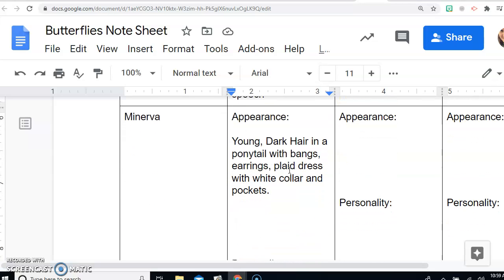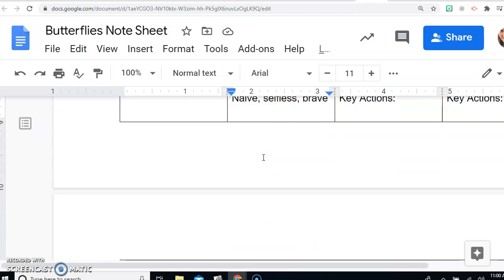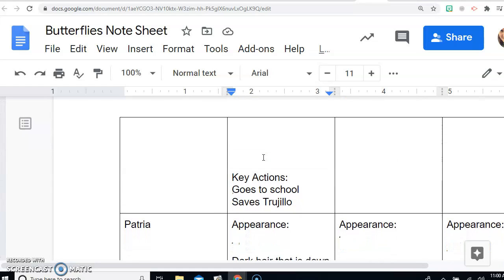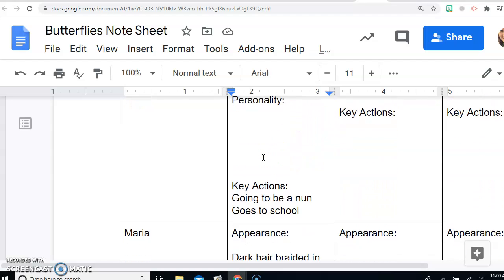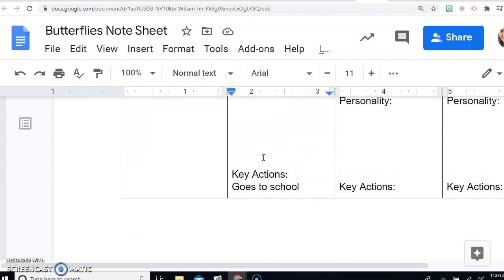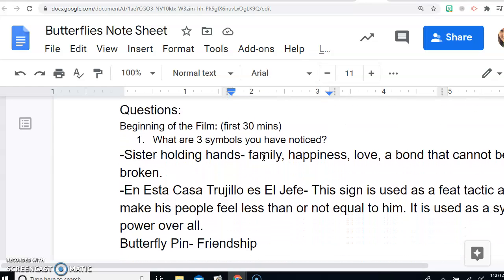And then you do that with each one of the butterflies. So the sisters are known as the butterflies. If you have been following along on the agenda and taking your notes the way you're supposed to, you should already know this. But you do the same thing with them. So you tell me what they look like, their personality, their key actions, for all of these sisters, and you can copy these notes down. And then you have a spot down at the bottom where you have questions.